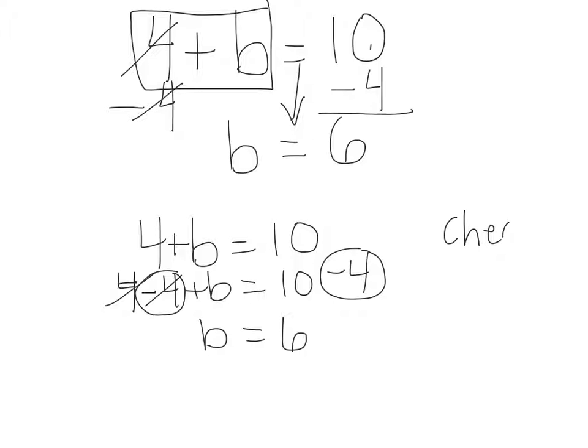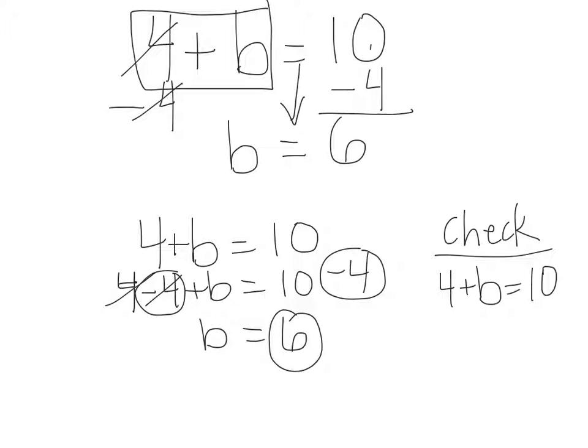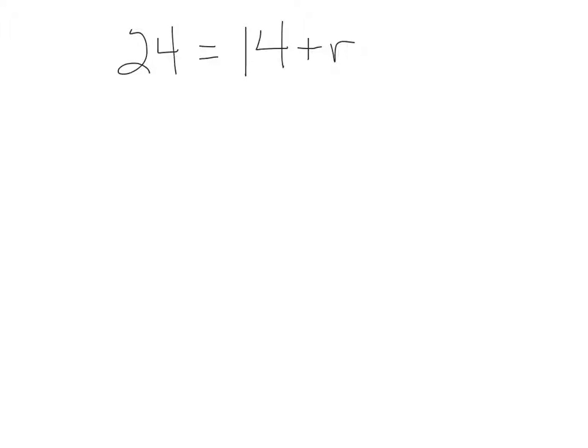We always check our work. And our check begins by writing down the original equation, 4 plus b equals 10. And now I'm going to substitute the 6 for the b, because that's what I said it equals. And so now I've rewritten my equation, replacing the b with a 6. I can combine 4 plus 6 to make 10. 10 is on the other side. I have a check.